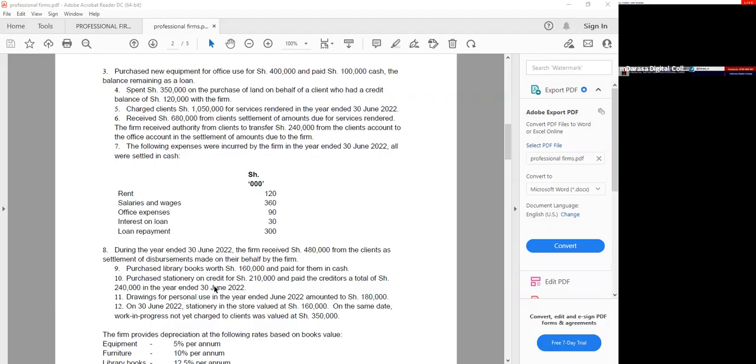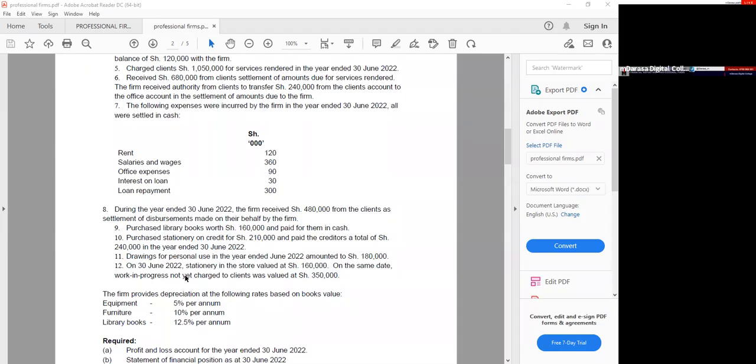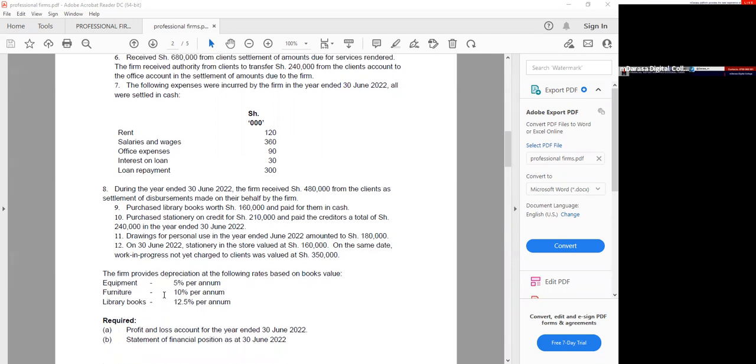So basically, in that case, we purchased on credit. So therefore, we'll have to consider that. Then we are told that these are drawings. On 30 June, stationery in the store was valued at that. On the same date, work in progress not yet charged to clients was valued at that. The firm provides depreciation at the following rates based on the book value. Equipment 5%, furniture 10%, library books 12.5%.